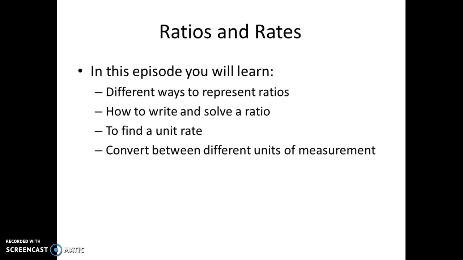Hey guys, so today's episode is going to be on ratios and rates, which we started talking about last week, but I just wanted to clarify a couple of things. So in this episode, you will learn different ways to represent ratios, how to write and solve a ratio, how to find a unit rate, and how to convert between different units of measurement.